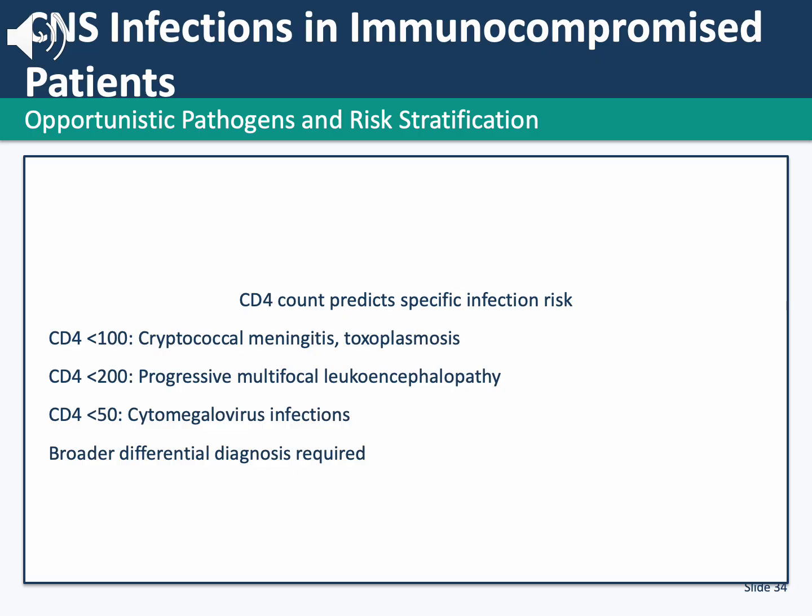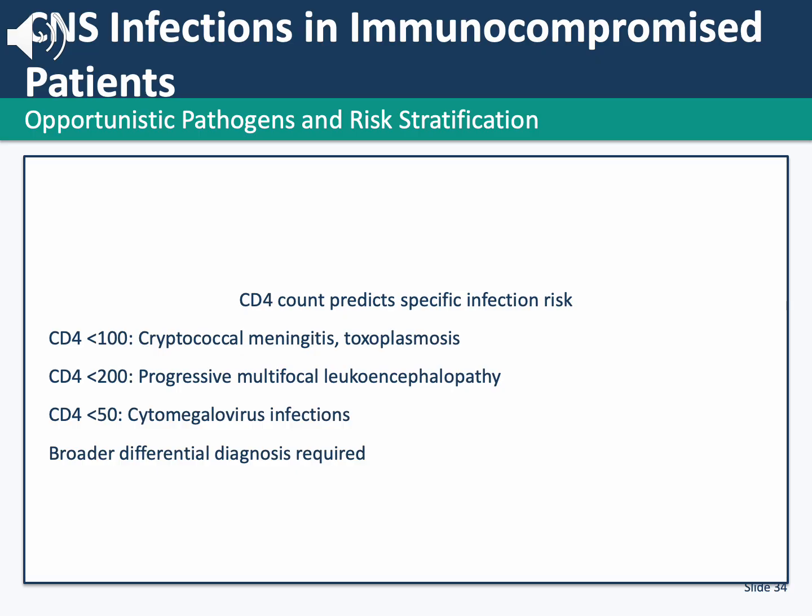Immunocompromised patients, including those with HIV, transplant recipients, and patients receiving immunosuppressive therapy, are at risk for CNS infections with opportunistic pathogens. CD4 count in HIV-infected patients helps predict risk of specific infections. Cryptococcal meningitis risk increases significantly when CD4 count falls below 100 cells per microliter. Toxoplasmosis risk increases when CD4 count falls below 100 cells per microliter.